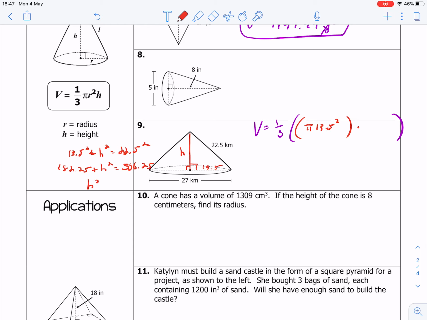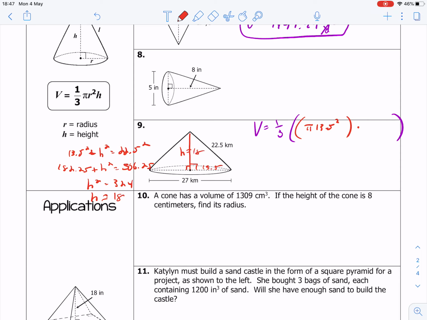506.25. And so h squared is going to be, let's see, 324. And so h is going to be the square root of 324, which is 18. There we go. Equals 18.